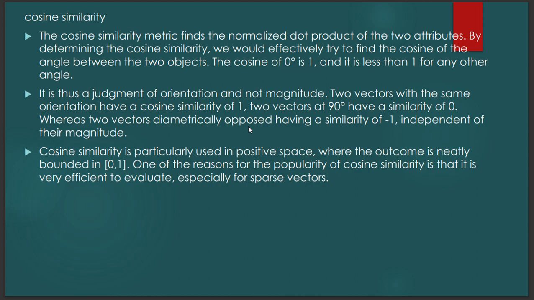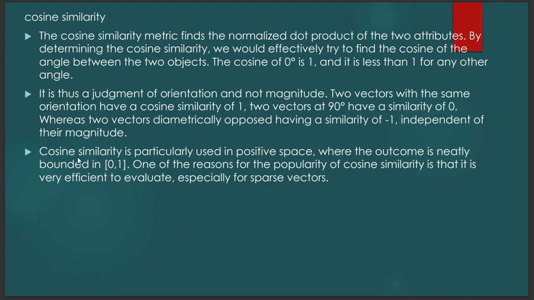Cosine similarity is the normalized dot product of the two attributes. We effectively try to find the cosine of the angle between the two objects. The cosine of 0 is 1, and it is less than 1 for any other angle. It is thus a judgment of orientation and not magnitude. Two vectors with the same orientation have a cosine similarity of 1, and two vectors at 90 degrees have a similarity of 0. Two vectors diametrically opposed have a similarity of minus 1, independent of their magnitude.